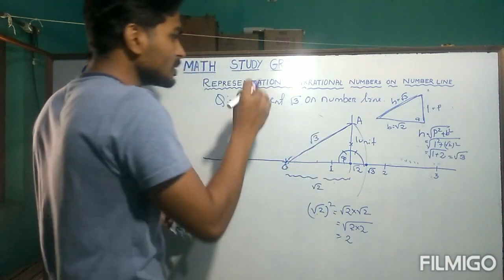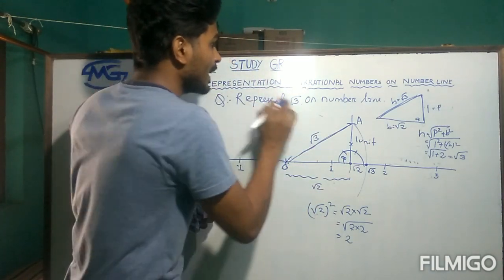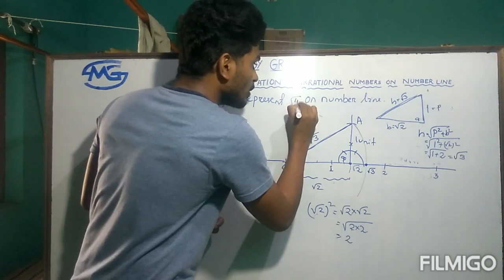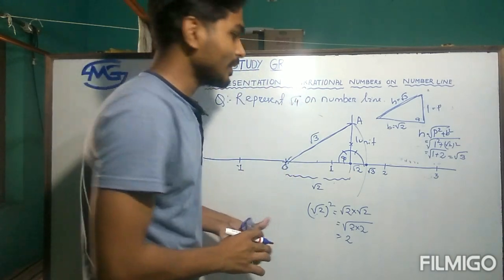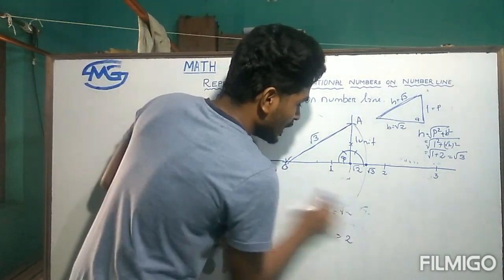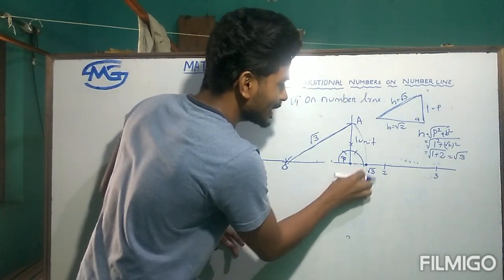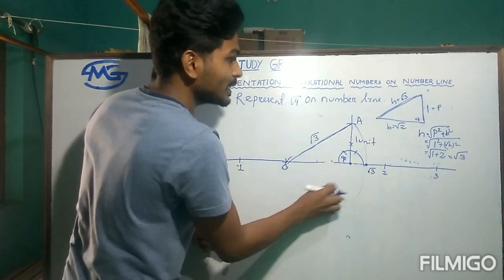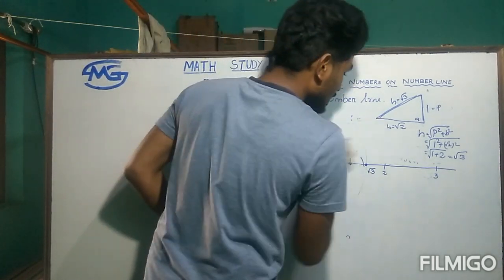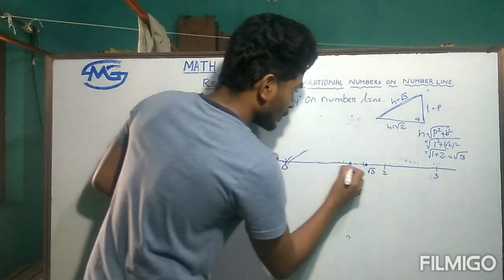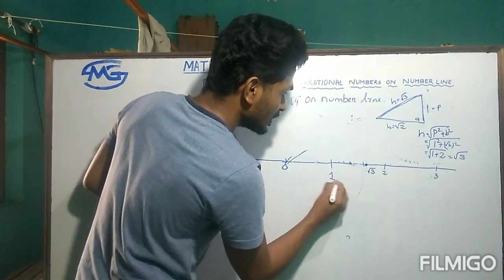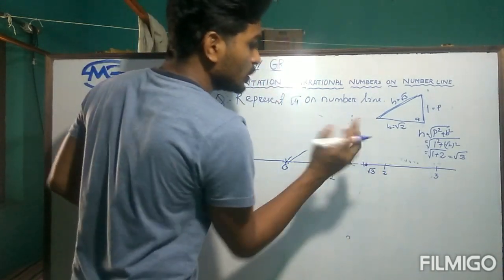Done. Then suppose the question is given, find or represent root 4 on the number line. How? Then for this, we have to remove or erase all those things except root 3. Because for root 4, we need root 3. So erase all those things. So this is 1, this is 2, and the middle part is root 3.